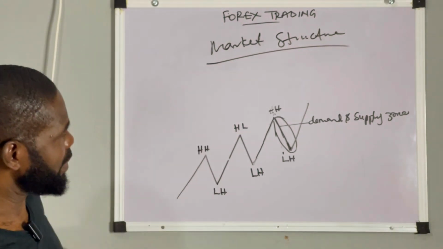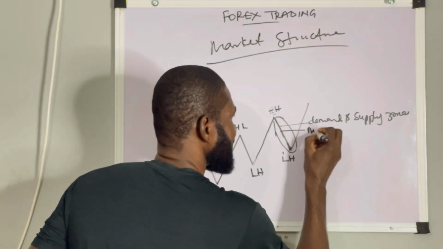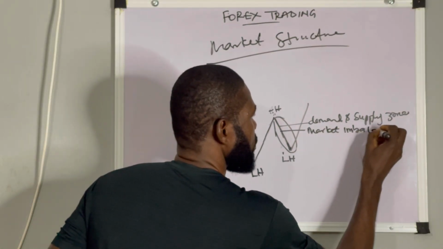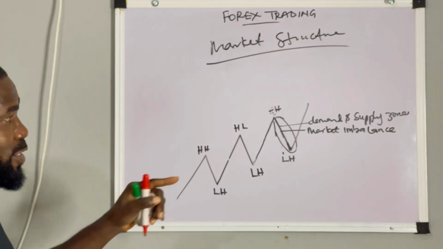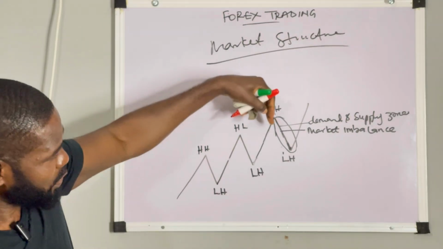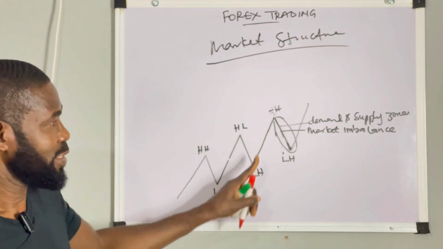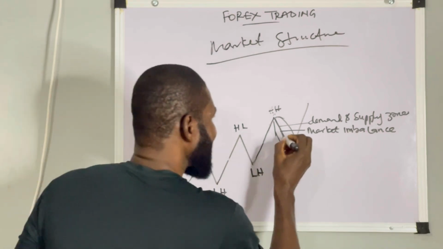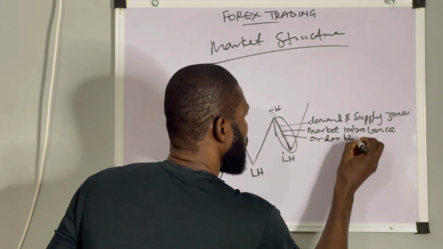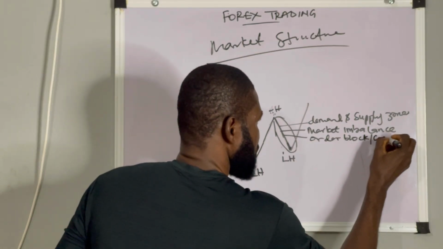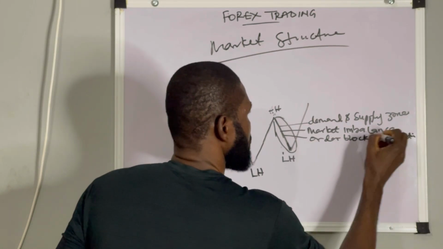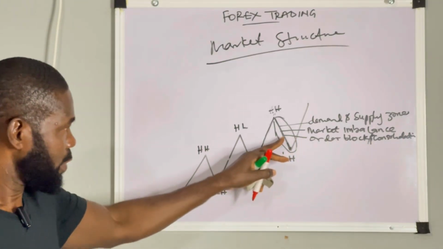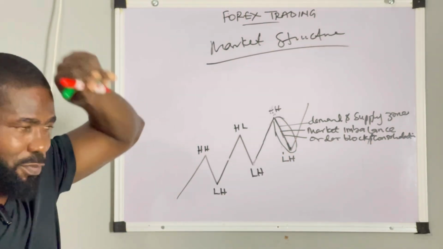Also, in this retracement, there is market imbalance. And lots of traders are also watching, so that when the market retraces to that point of market imbalance, they will follow it up. Also, in this retracement, there is an order block. Order block or consolidation. Let us say order block and consolidation. So the traders are also watching this point. So if the market gets there, they will follow it up.